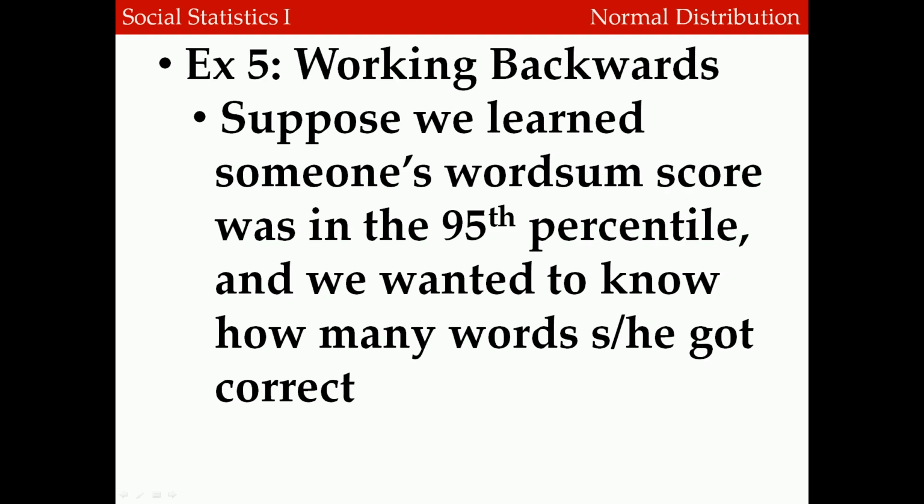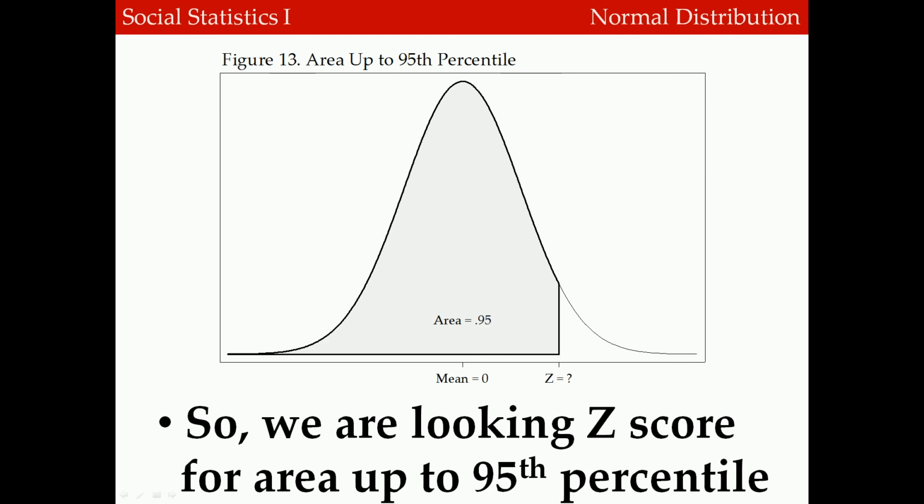In our last example, we're going to work backwards, and we're going to try to figure out what the word sum score is for somebody who scored in the 95th percentile. Suppose we also want to know how many words that person got correct. So we start with a diagram. This time, we're looking for the area under the curve corresponding to 95% cumulative distribution.